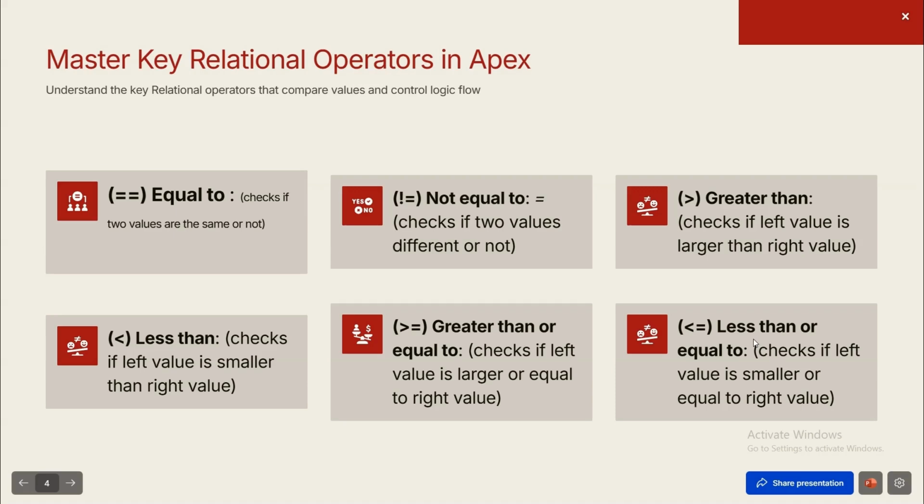So this operator checks if the left value is smaller or equal to the right value. That means it will return true. This relational operator, the less than or equal to operator, will return true if the left value is smaller or if the left value is equal to the right value. Let me show you on the anonymous window.